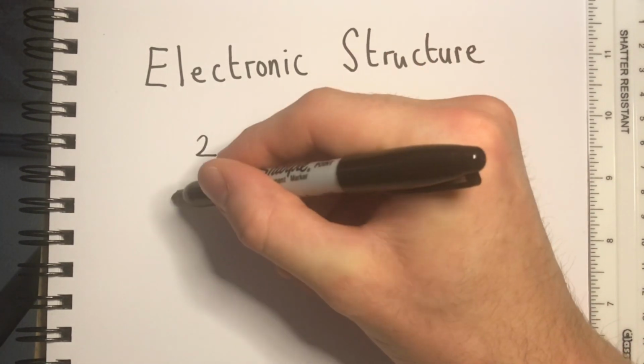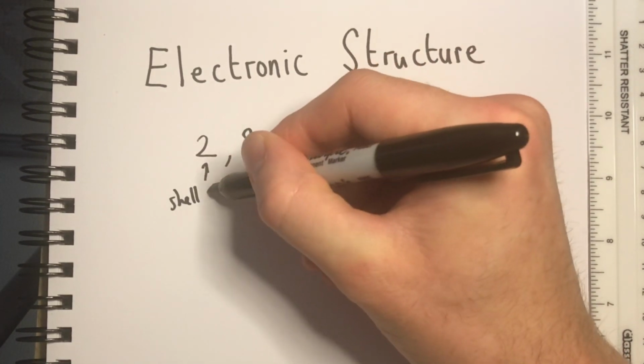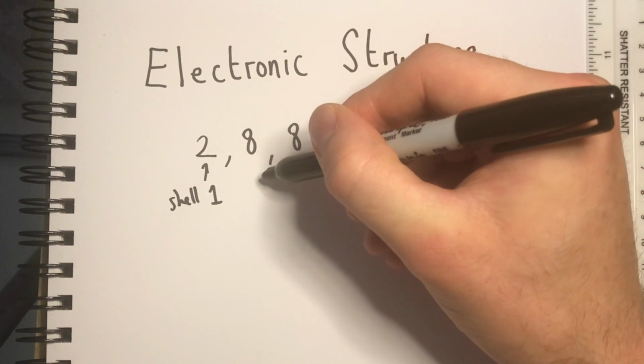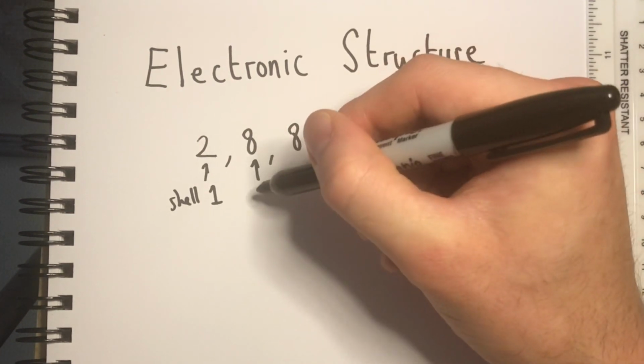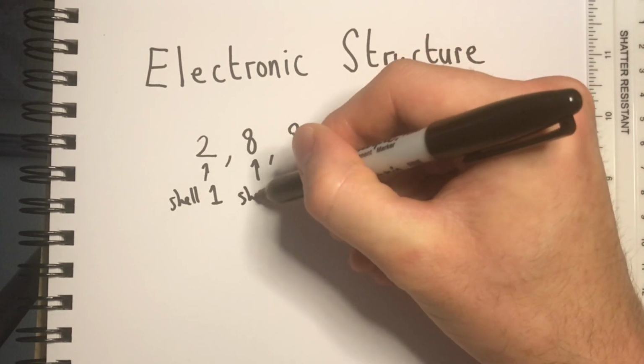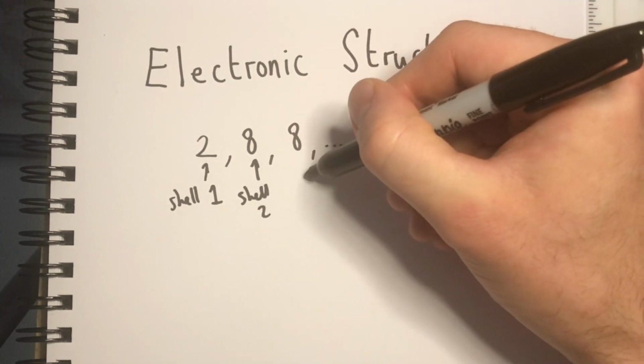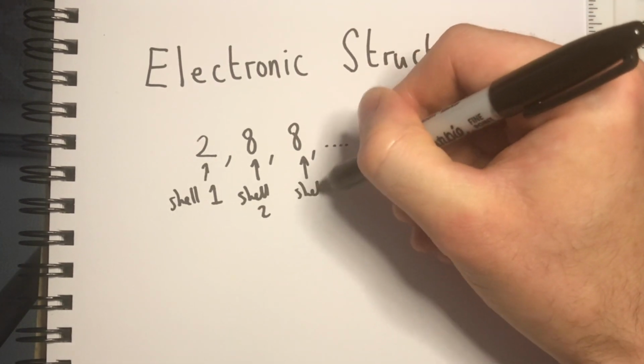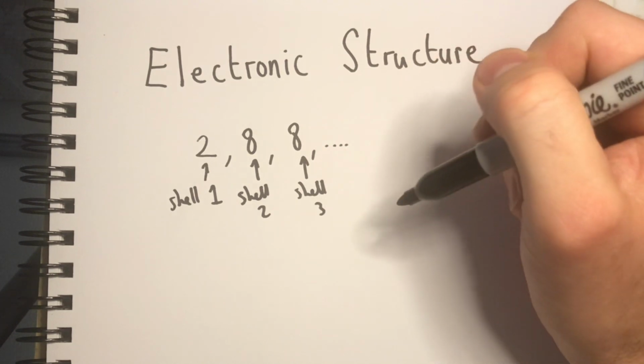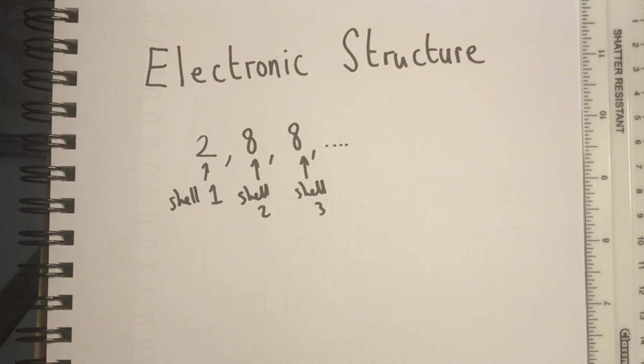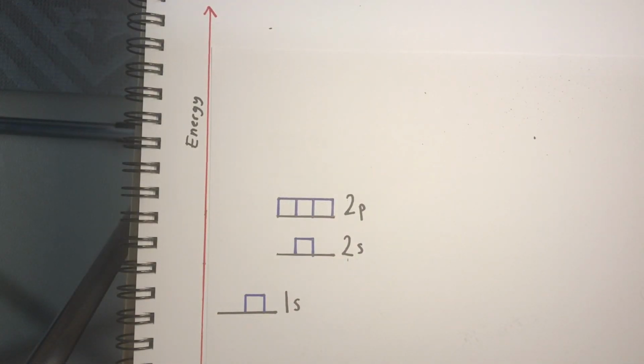So what we're saying is, this is shell 1, and we'll see there are some similarities when we look at the A level model in a minute. Shell 2, and then it gets a little bit different with shell 3 and so on. Okay, so let's look at how electrons are filled in at A level.